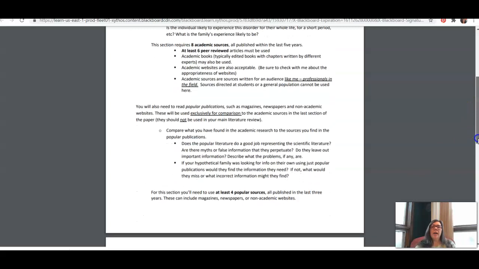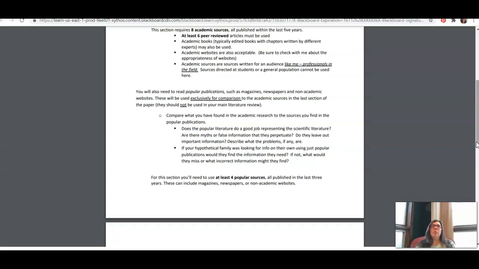There's a final section that relies on you comparing what you have found through your academic research to what the average family would find if they were Googling this, which is how most people find their information, right? And so here you just need to find 4 websites. So it says here magazines, newspapers, and that's okay, but really just Google 4 websites. And these are exclusively for comparison. You cannot use these non-academic sources in the main body of the paper. They're just for this final section where you're going to talk about how these 4 sources you found compare.